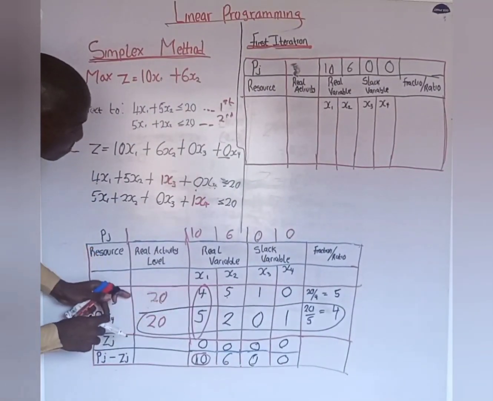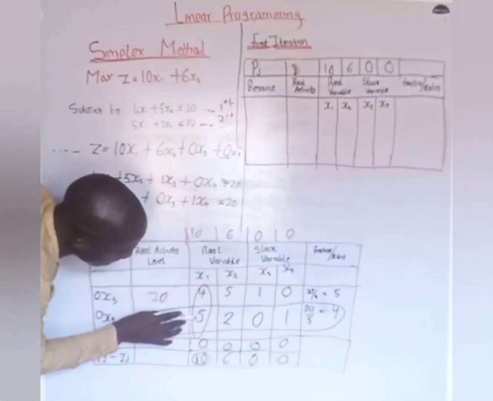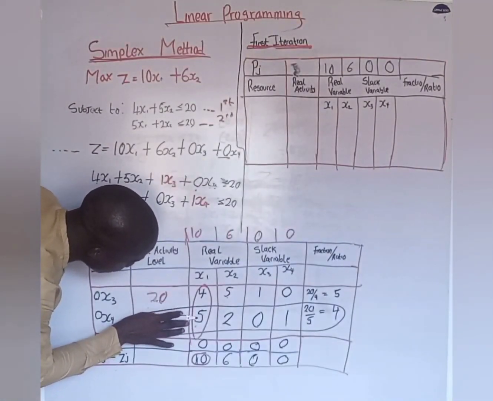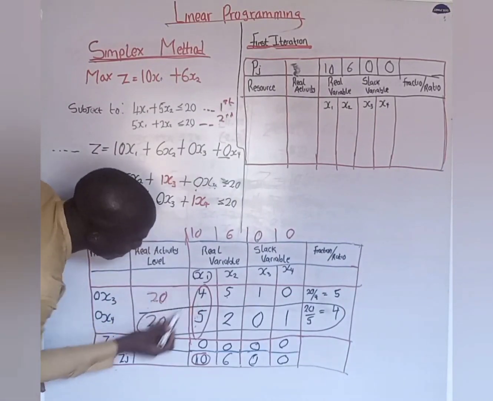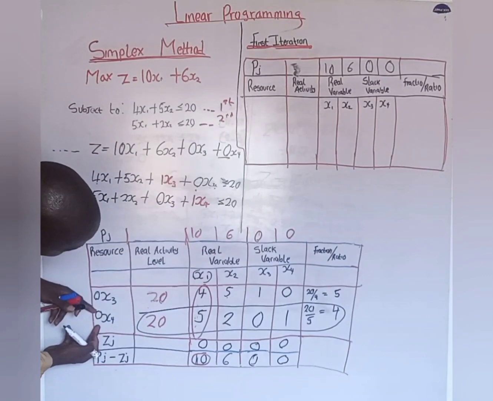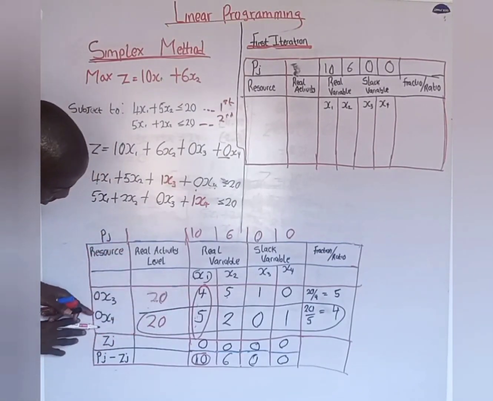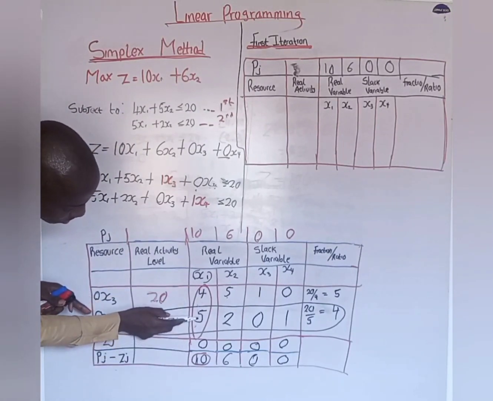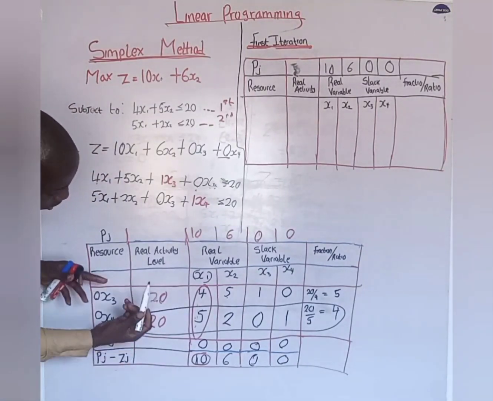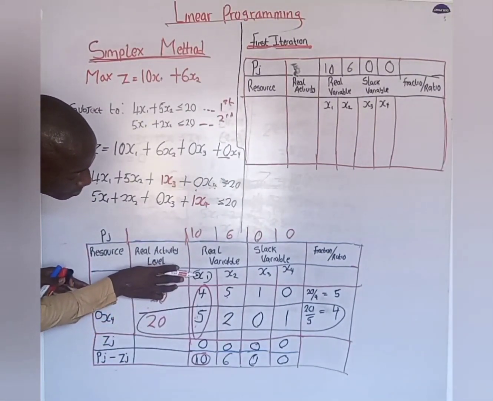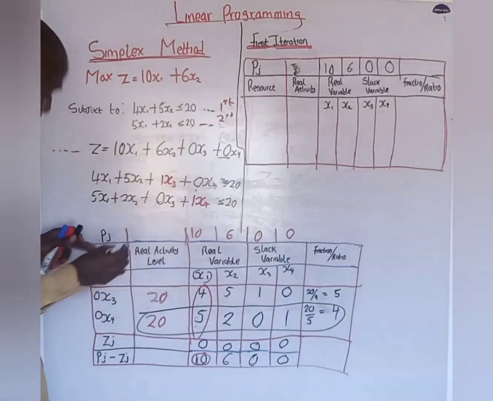Now, I want you to pay attention here. This is my key element. The key element is 5. So I will have to trace this 5 to the top, and this is the real variable that is there. I'm going to be interchanging this real variable with the slack variable. The real variable that is there will be interchanged with the corresponding slack variable. If I trace this key element to the left-hand side, this X4 is my slack variable. So I'm going to be interchanging this X1, which is the real variable, with the slack variable. So instead of having the slack variable in this place, I'm going to have the real variable. That's what I'm trying to say.